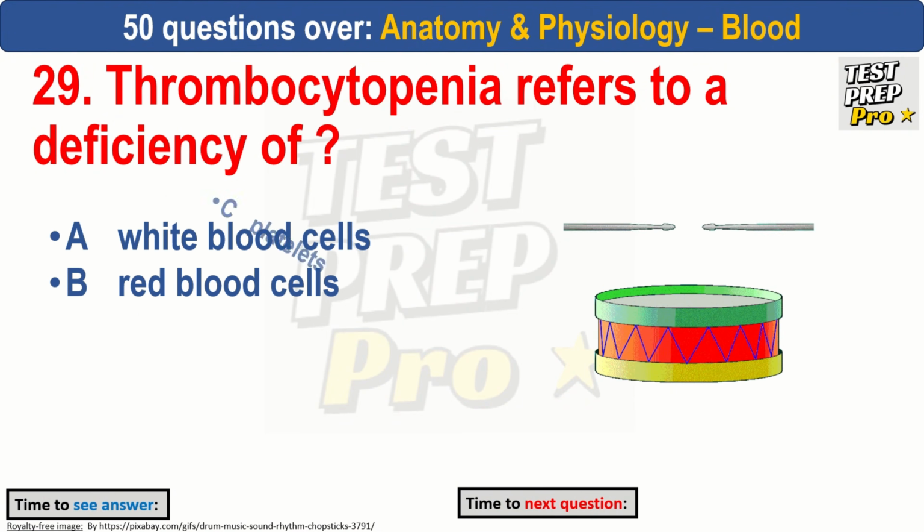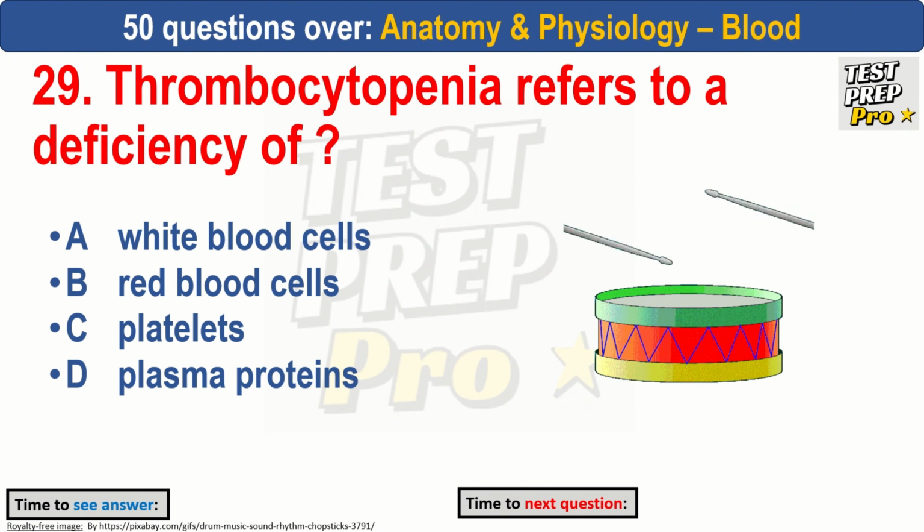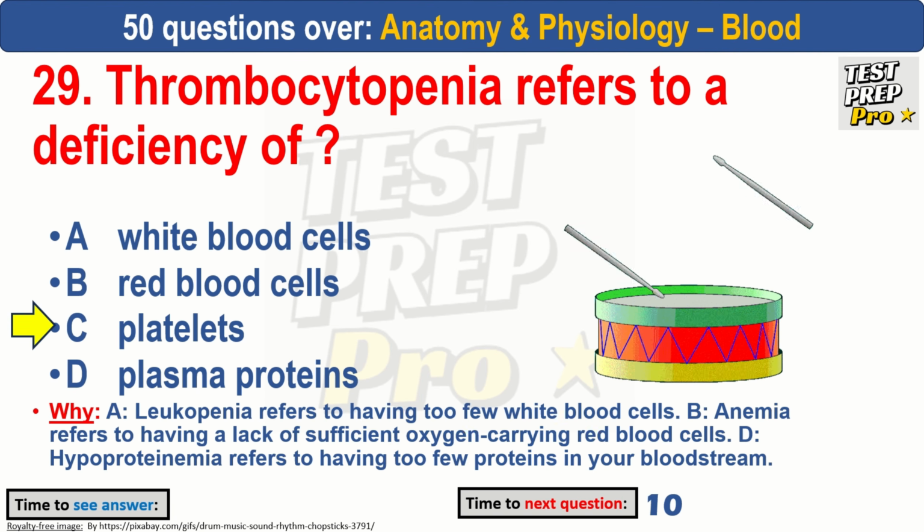Thrombocytopenia refers to a deficiency of blank. Is it A, white blood cells, B, red blood cells, C, platelets, or D, plasma proteins? So what does thrombocytopenia mean? It means a deficiency of platelets. Now, in the word itself, see where it says cytopenia? That means you have too little of something. And what you have too little of is at the beginning of the word, which is the thrombocyte part. So it's telling you overall in the name that it means too few platelets.